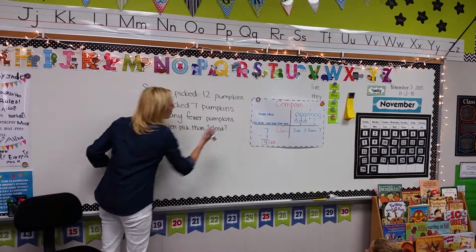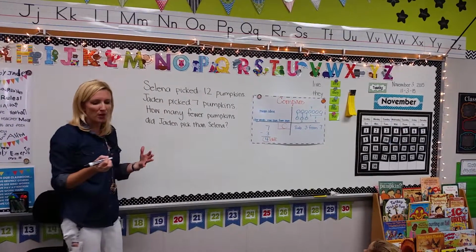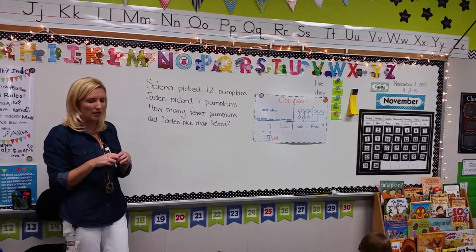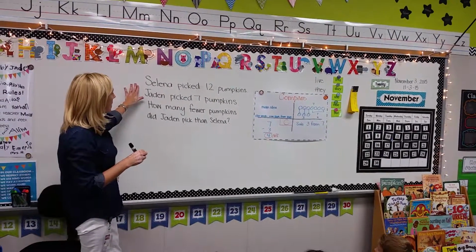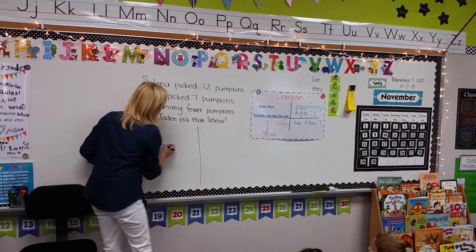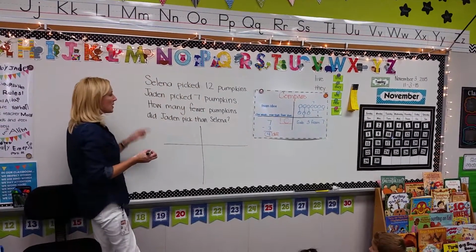All right. We've read our story. We wrote it together. Go ahead and cap your markers, please. We're not quite ready to write. Just time to listen. Thank you. Selena picked 12 pumpkins. Jaden picked 7 pumpkins. How many fewer pumpkins did Jaden pick than Selena?